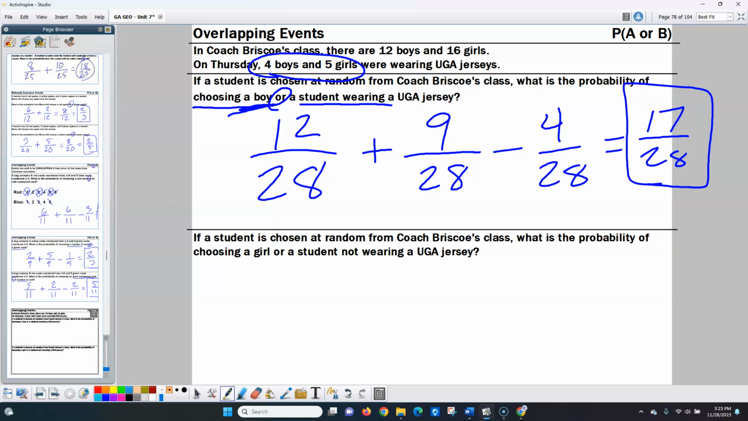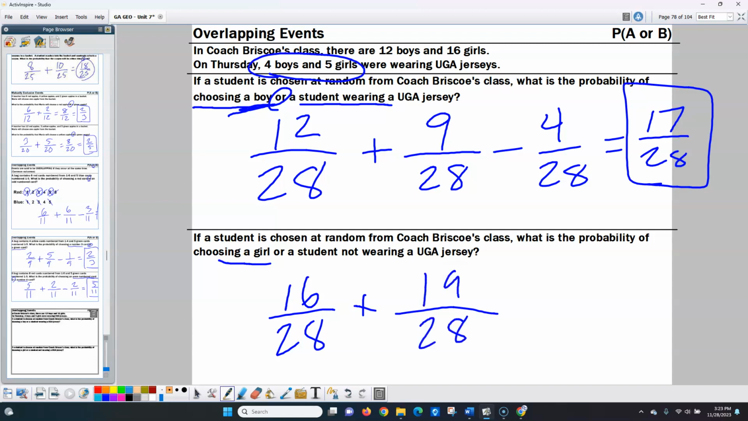Okay. If a student is chosen at random from Coach Briscoe's class, what's the probability of choosing a girl? How many girls we got? 16 total girls out of 28. Or means add. A student not wearing a UGA jersey. If we have 9 students that are wearing UGA jerseys out of 28, how many are not? Well, you say 28 minus 9. That would be 19 out of 28 are not.